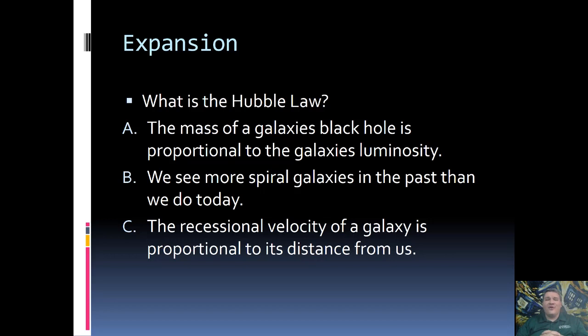Here is our third lecture quiz question. What is the Hubble law? A, the mass of a galaxy's black hole is proportional to the galaxy's luminosity. B, we see more spiral galaxies in the past than we do today. Or C, the recessional velocity of a galaxy is proportional to its distance from us. Go ahead and think about it, and we'll discuss in just a bit.